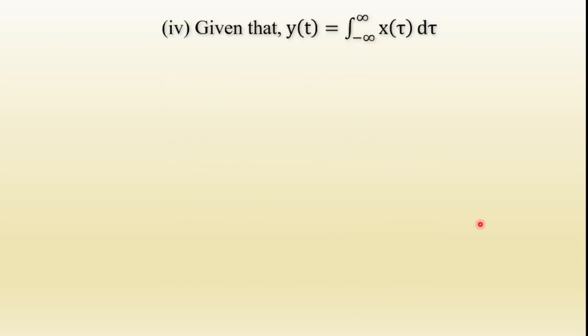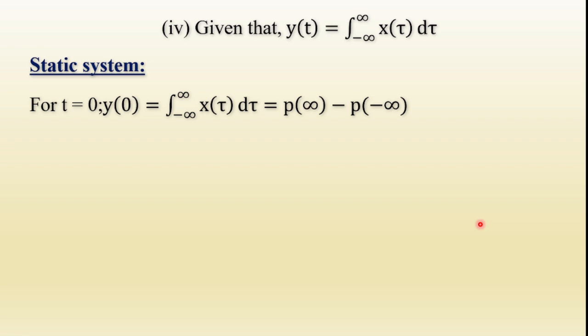Next, the fourth bit explanation. The given system is y of t is equal to integral from minus infinity to infinity of x of tau d tau. First check whether it is a static or dynamic system. For t is equal to 0, y of 0 is equal to integral from minus infinity to infinity. Now here on the RHS there is no t. Here t is equal to 0. First substitute t is equal to 0.